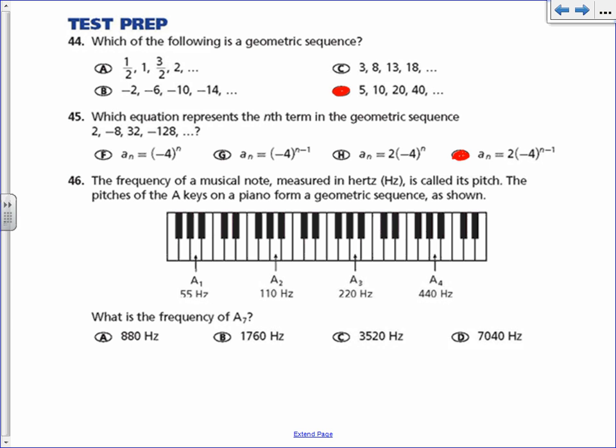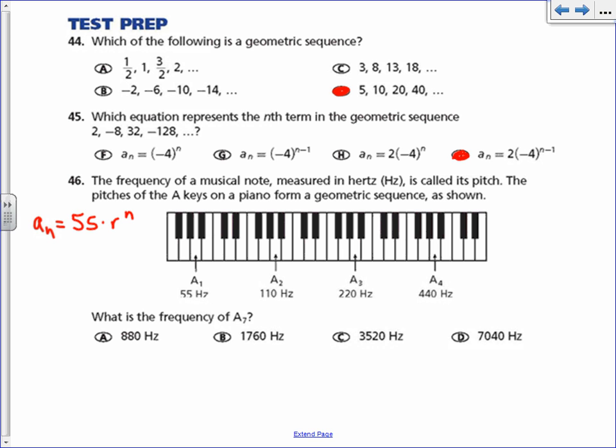Okay, it says the frequency of it is measured in hertz. It's called the pitch. What is the frequency of A7? So what I have here, guys, is some points. A1 is 55, A2 is 110, A3 is 220. So I've got to figure out what the nth term of this is. So it's a sub 1, well, we know what a sub 1 is, 55, times r to the n minus 1.